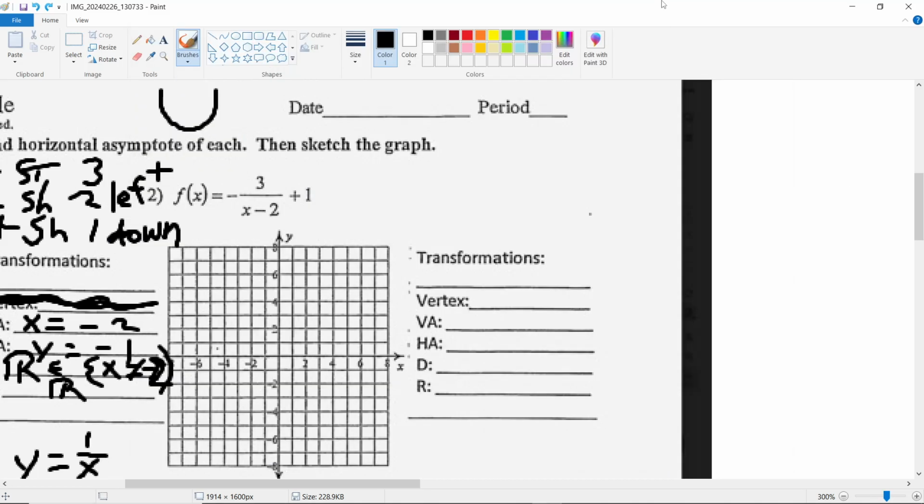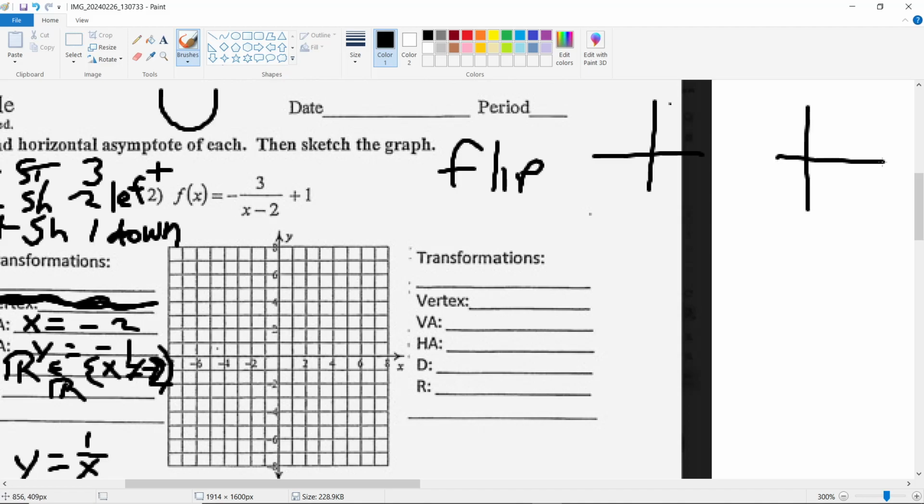Here's f of x equals negative 3 over x minus 2 plus 1. This is going to be a flip because of the negative sign. So instead of looking like this, it's going to look like that. It's just going to flip it. Each side flips. And then this one has a vertical stretch of 3. It approaches the asymptotes 3 times faster than the parent function.